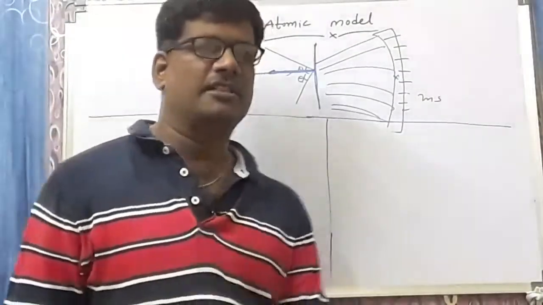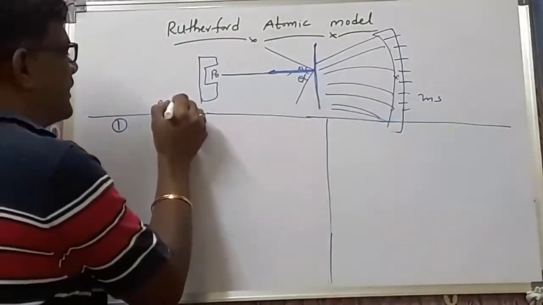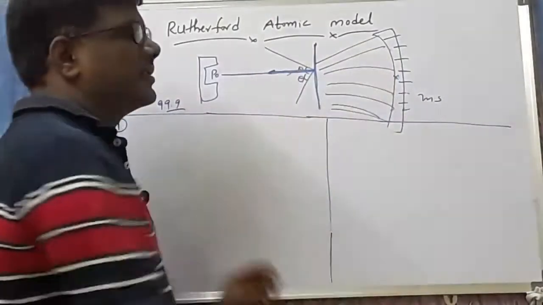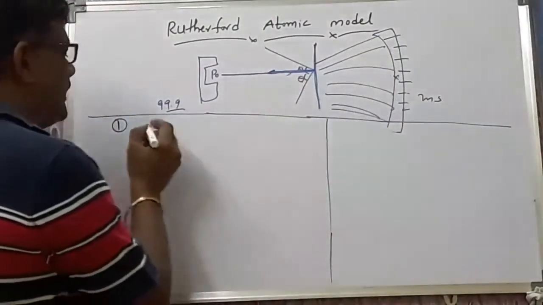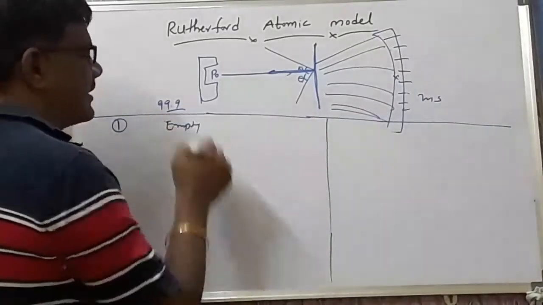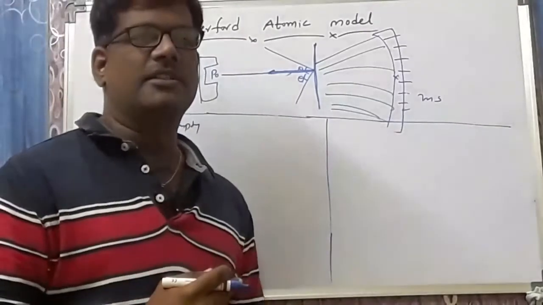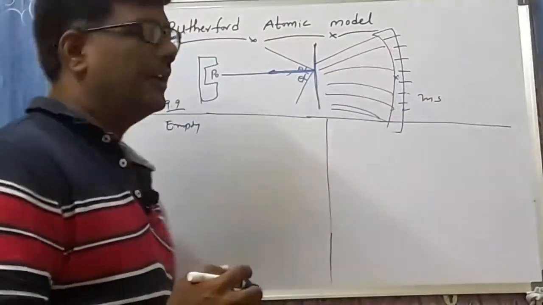We have 3 explanations. Number 1, if you observe, why do 99.9% of alpha particles pass through the gold foil? Why? For this, he says that most of the atom is empty. The atom is hollow or empty. Nothing is there. That's why all the alpha particles pass through the gold foil and touch the screen immediately.